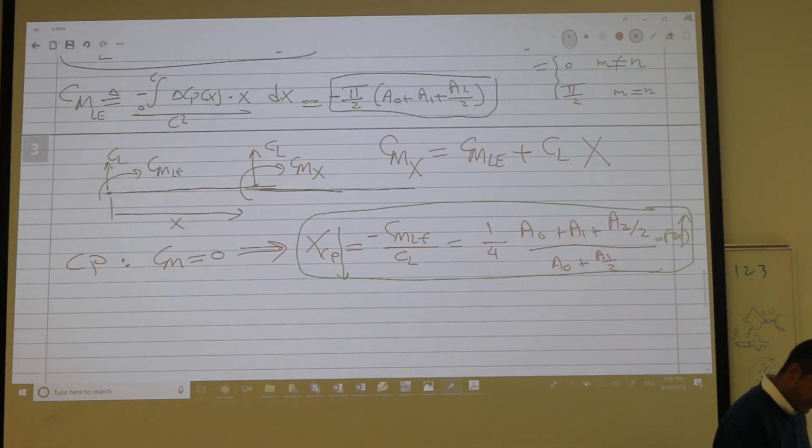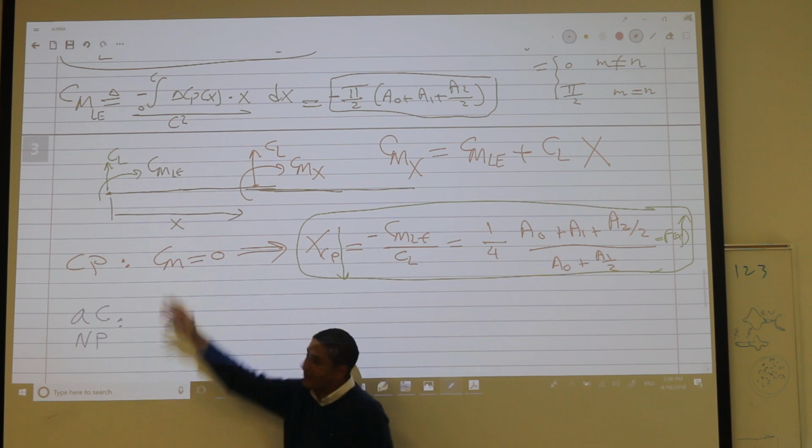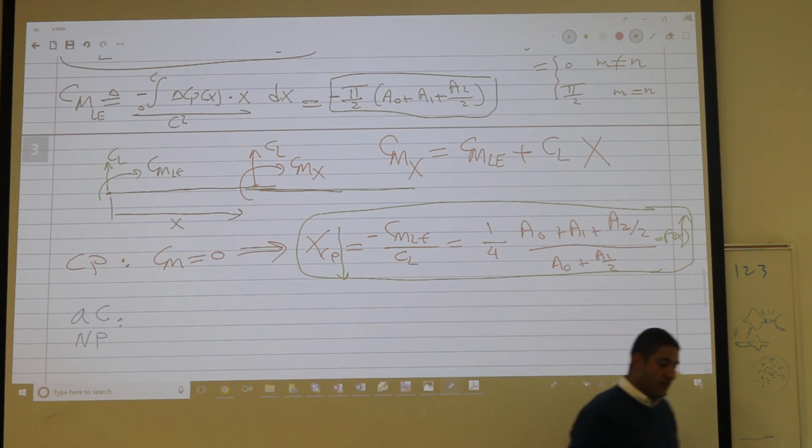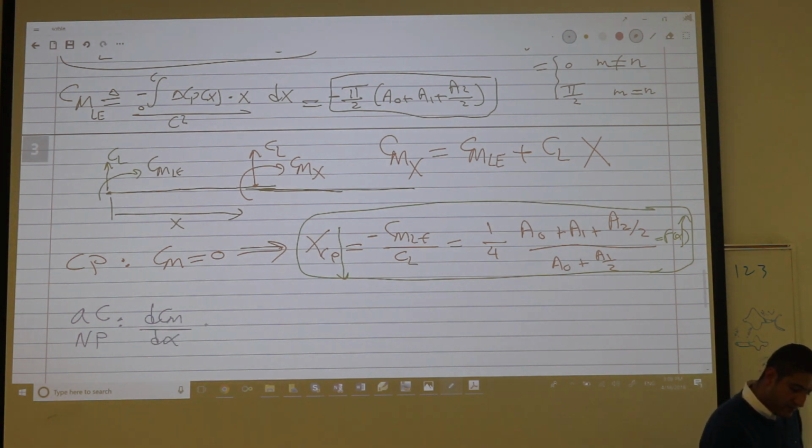You remember what that is? Anybody remembers? The aerodynamic center. Sometimes we call it the neutral point. Anybody remembers the definition of it? It's not the point at which moment is 0, please, because that is the center of pressure. I don't know why this confusion is there. What's the definition of the aerodynamic center? The moment doesn't change with the angle of attack. Exactly. There is no change with the angle of attack.